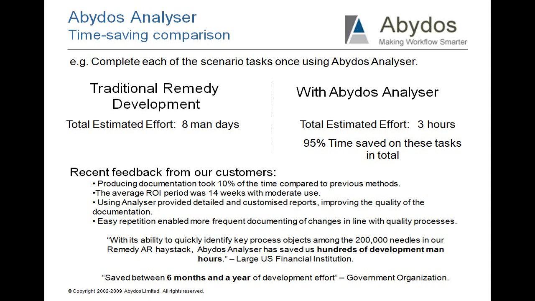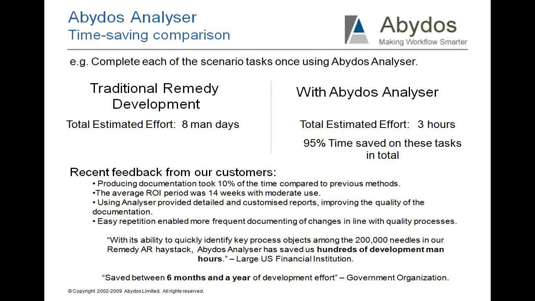I'm just going to pick out a couple of feedback features we've picked up from our customers recently. You can see from some of the comments down there, some customers have saved between 6 months and a year's worth of development effort. Others have saved, quoted, hundreds of development man-hours. And the typical ROI period we see on this is usually around about 14 weeks. So you can see that it's pretty compelling return on investment.